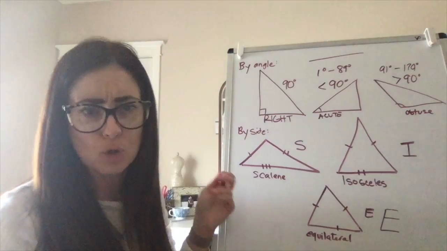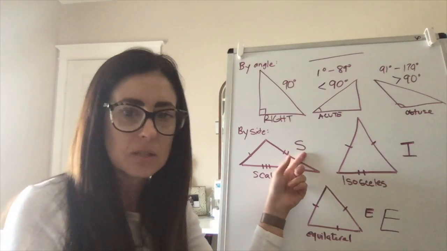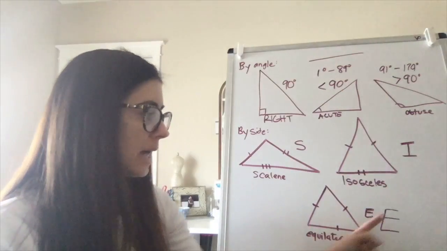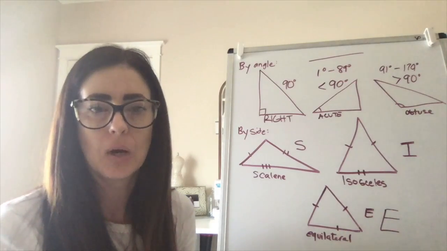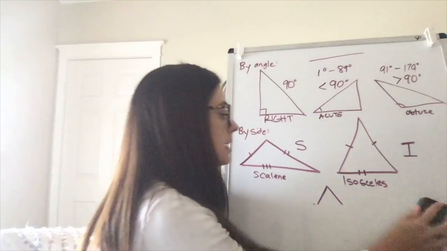Obtuse. Obtuse is big, so it's bigger than right. Scalene, S, no equal sides. Isosceles, I, two equal sides. Equilateral, three equal sides. All right, hopefully that helps. Now, how is this going to be applied in this lesson?